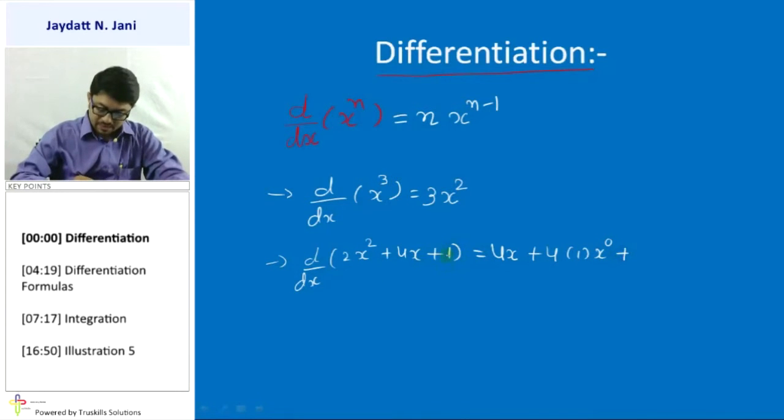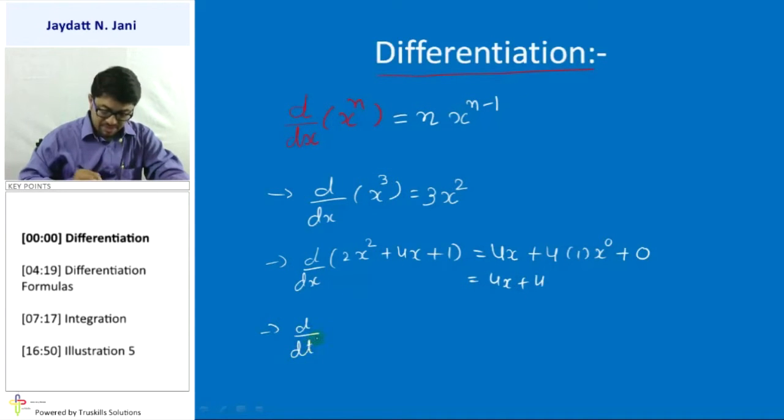Plus, here it is a 1 itself, so that is 1 raised to x. That 1 comes forward and that becomes a constant. So this 1 value gives us 0. So the final differentiation is 4x plus 4 only. You can try one more.